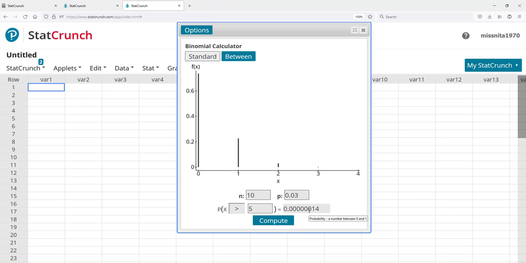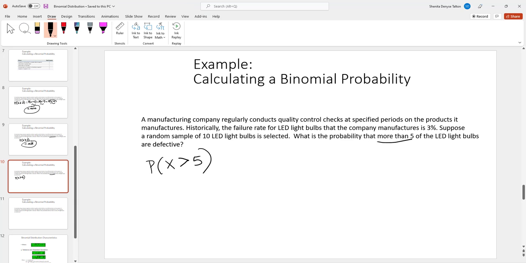Sometimes that happens on your calculator as well. When you do numbers, you'll get that little E symbol. You just move your decimal over. All right, so we can pretty much say this probability is just 0.